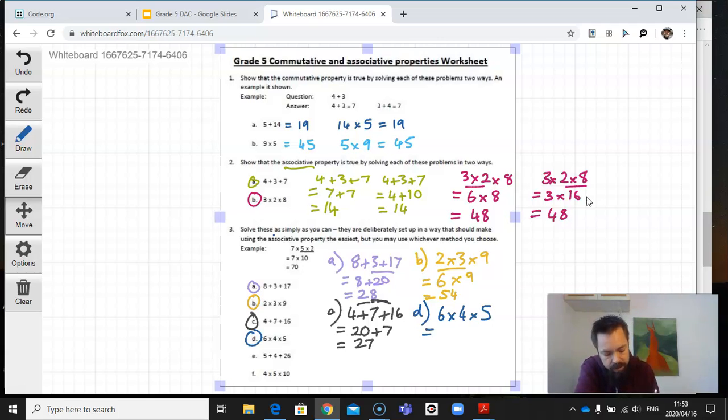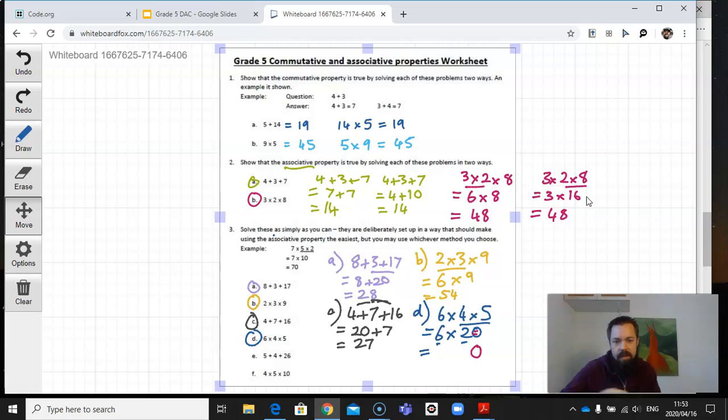For this one, I would say that 4 times 5 is a nice number. It gives me 20, so I'm going to do that part first. And then on this side, I'm going to go 6 times 20. And remember that sneaky little trick I taught you with dropping the 0. So we can just put the 0 down there. And now I can do 6 times 2, which gives me 12. And if I've got my 0 there, then I've got my answer as well.